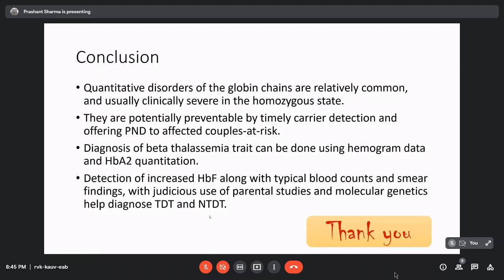Excellent presentation. Thank you. There is a question, or rather a continuation of the question by Dr. Nilesh Kapadia. He says alpha beta ratio is maintained normally, but how is it maintained in compound heterozygous thalassemia? Which compound heterozygous states are beneficial or which ones are more severe?